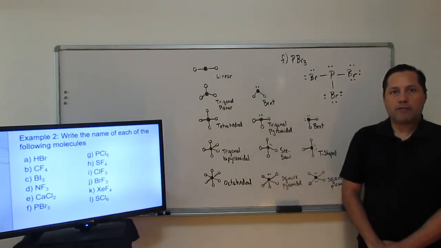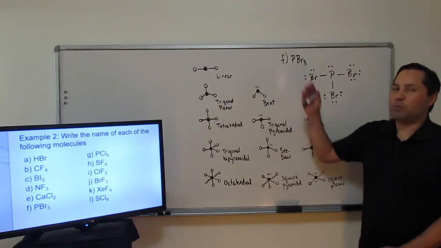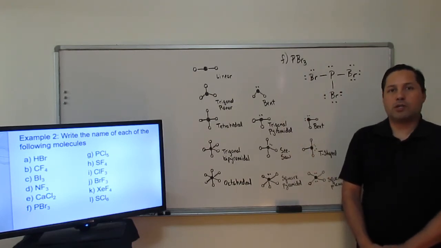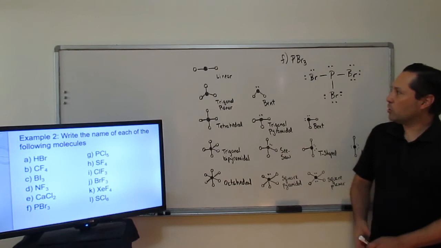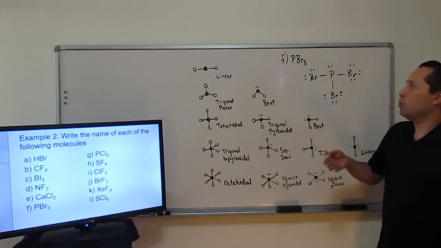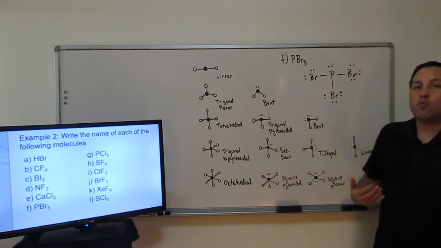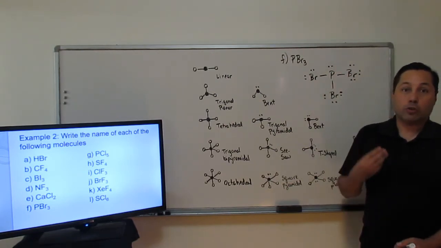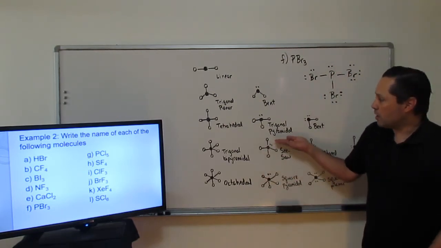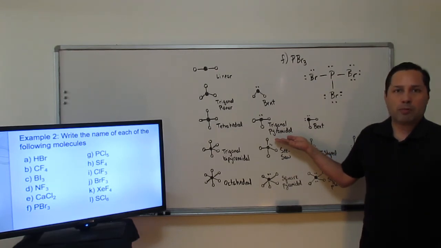Next is letter F. And letter F gives us the molecule PBr3. So that's phosphorus tribromide. Here's the Lewis dot diagram for the molecule. You'll notice that it has 3 shared pairs of electrons, and on the top it has 1 unshared pair of electrons. So 3 shared, 1 unshared. The answer for that one is trigonal pyramidal.